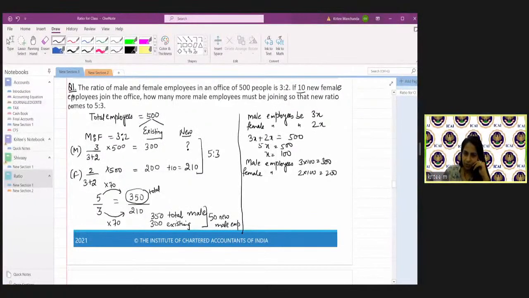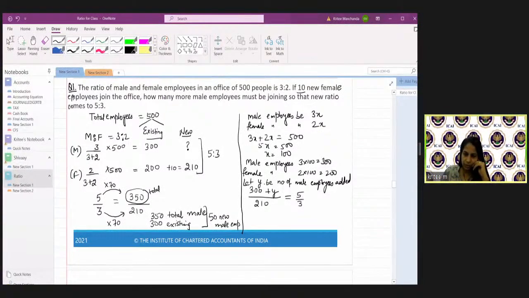This is the existing scenario. Now, what number of male employees must be added? So I say let Y be the number of male employees added. So in 300, I'm adding Y. The new female number is 210, already given to me, 10 new female entered. So now the ratio becomes 5:3. Cross multiply, solve for Y, and you get the answer.